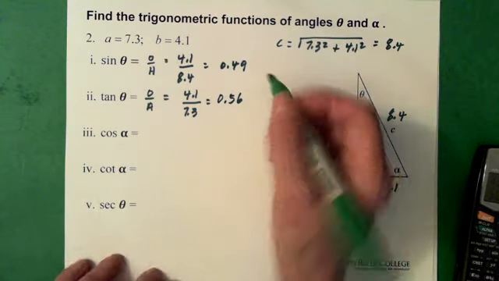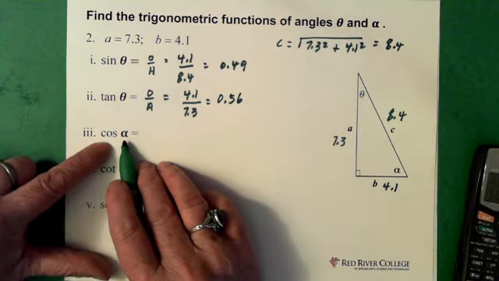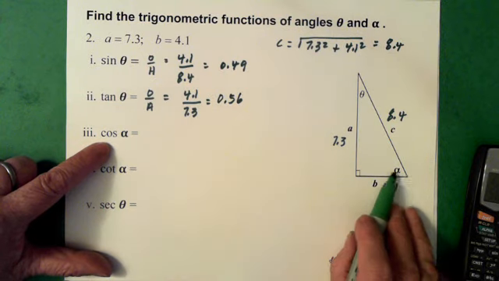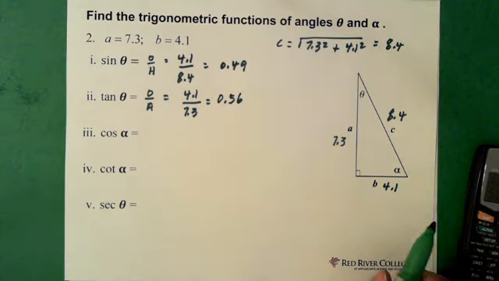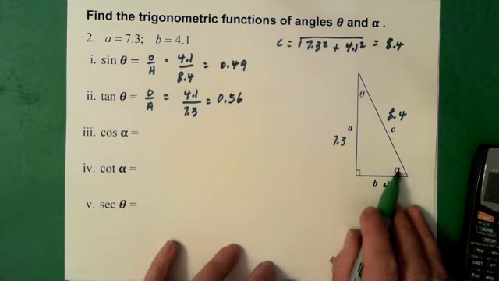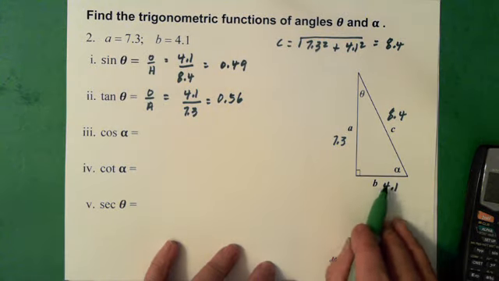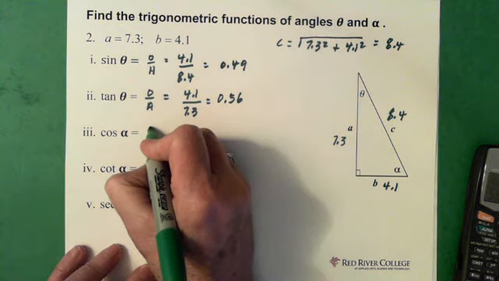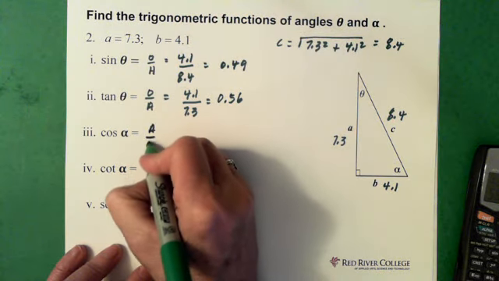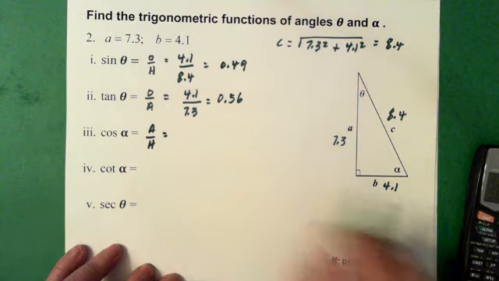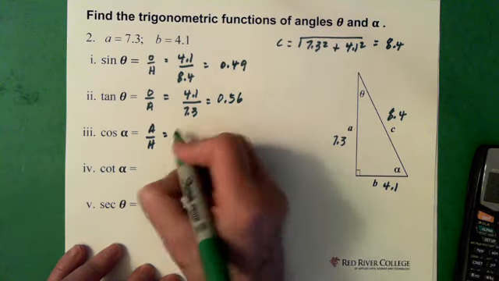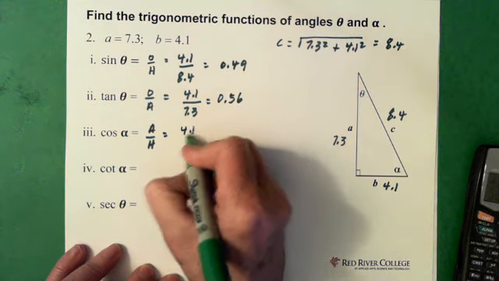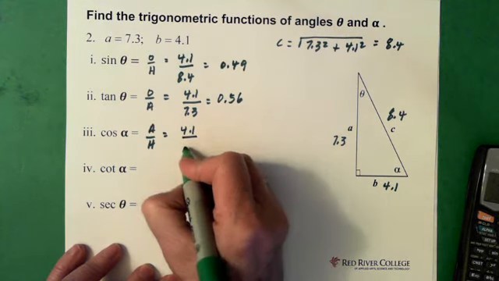The cos of alpha. So now we're talking about this angle. So the cos of alpha. And when we look at this, we can see that the side, so let's just talk about cos. Cos is adjacent over hypotenuse. So the side that's adjacent, alpha, is 4.1. And the hypotenuse, again, is 8.4.